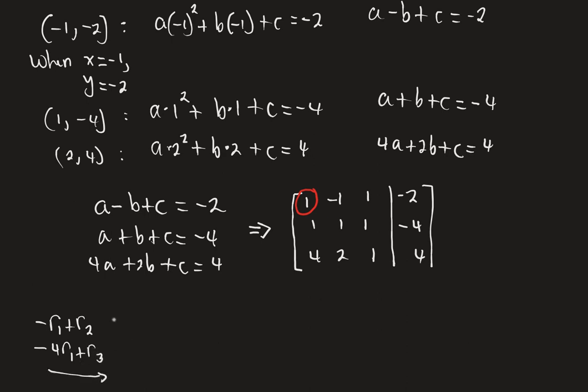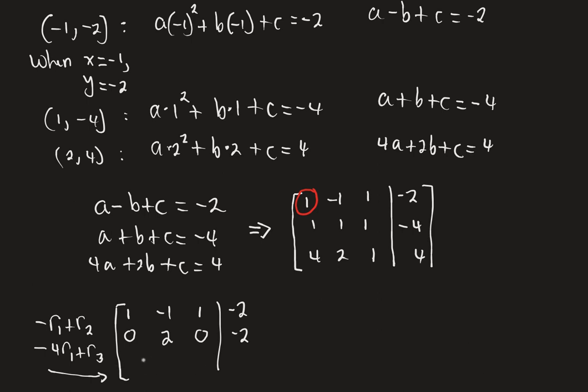When I do that, I get this equivalent augmented system that looks like this. So I'll have a 0 there, I'll have a 2 there. Look, I'll have a 0 there as well. And then I'll have a -2 there. So the negative of -2 is 2, plus -4 is -2.